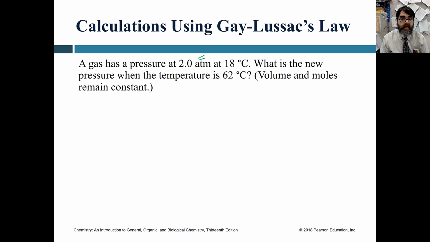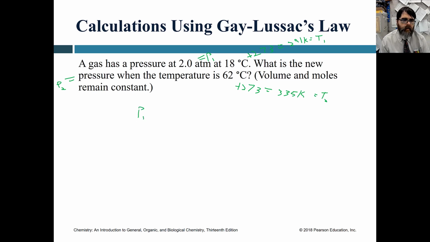Doing some practice calculations then, here we're given a pressure initially. Here we have a temperature in Celsius, so we're going to have to change that into Kelvin. And so we get 291 Kelvin is our temperature initial. And then we want to know the pressure final when the temperature is 62. So again, we're going to have to convert that to Kelvin, which is 335 Kelvin is our temperature 2.